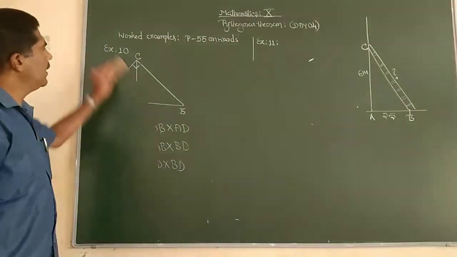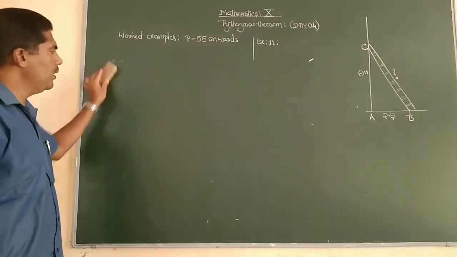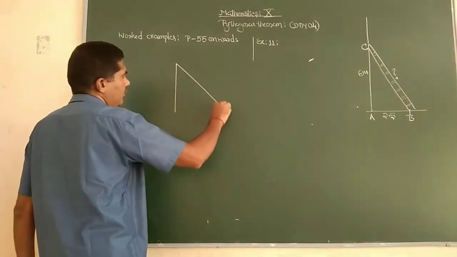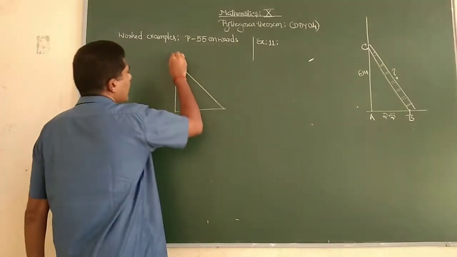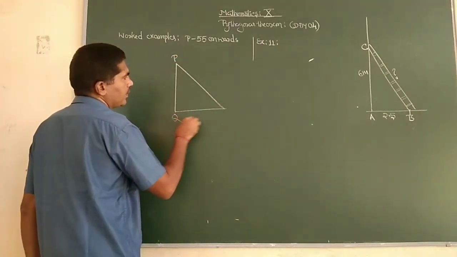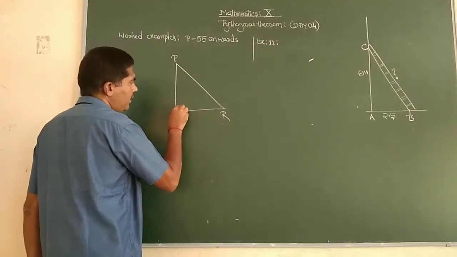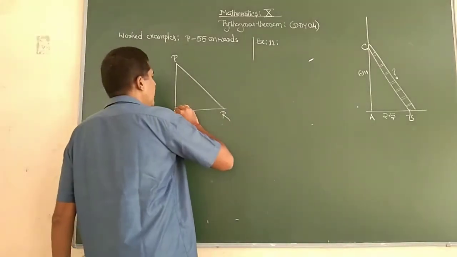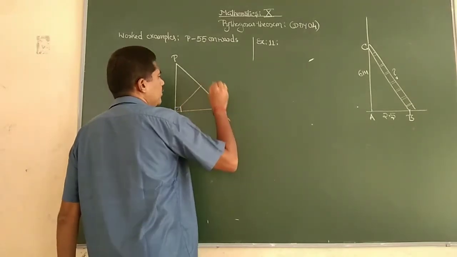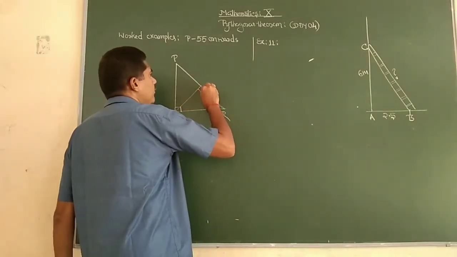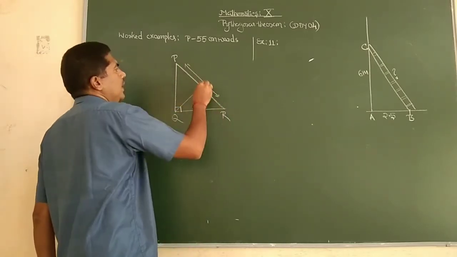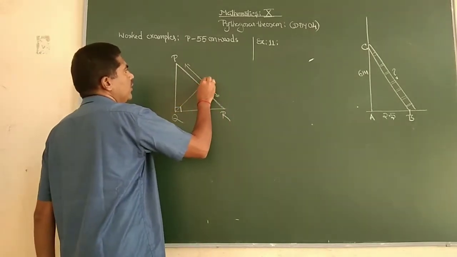So let me clear it in a different way. One more triangle let me take. That is triangle PQR I have taken, where Q is 90 degrees. Now what I will do? From Q, I will construct a perpendicular to PR, where PR is the hypotenuse, and I will name the foot of it as S.